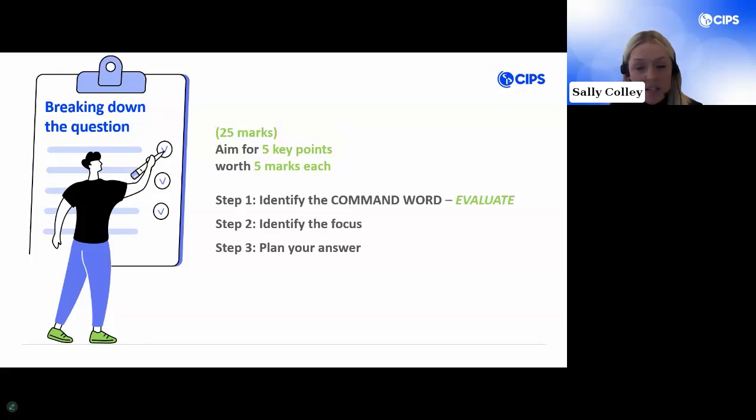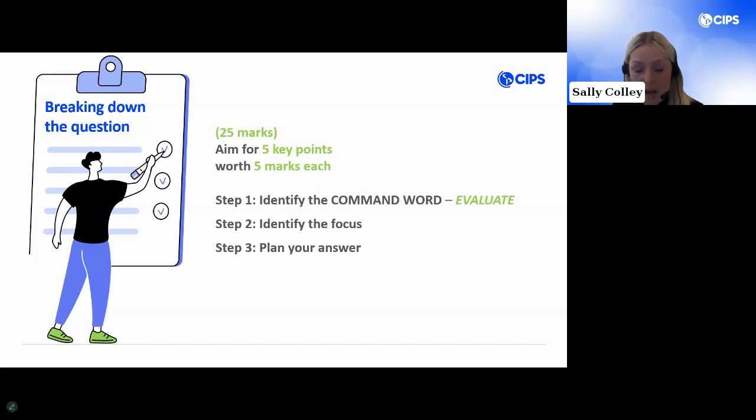And step two, we need to identify the focus of the question. In this case, distributed leadership in collaboration and decision making within procurement teams. And then step three, really important, is to plan your answer. Think about how you're going to start structuring your answer.